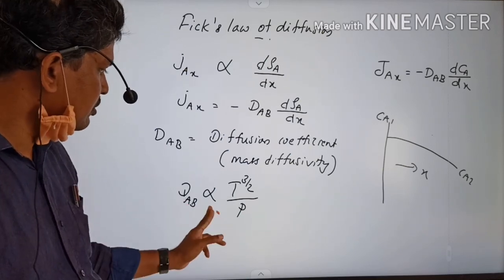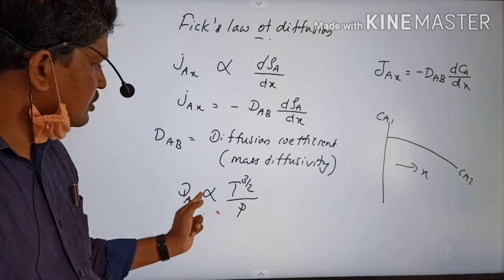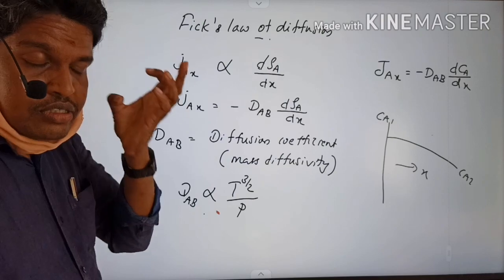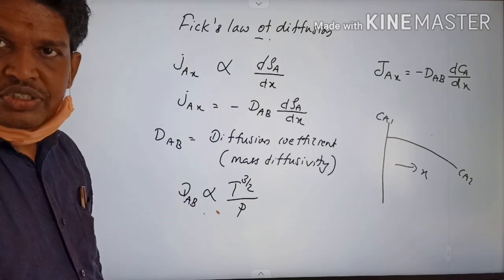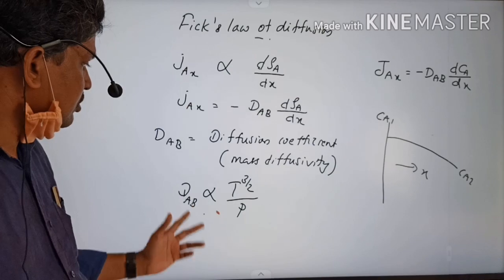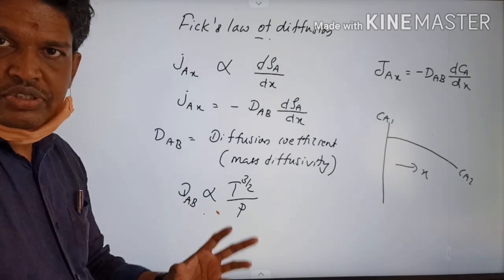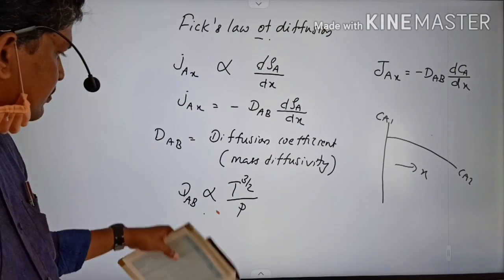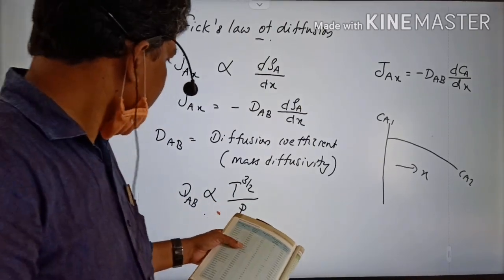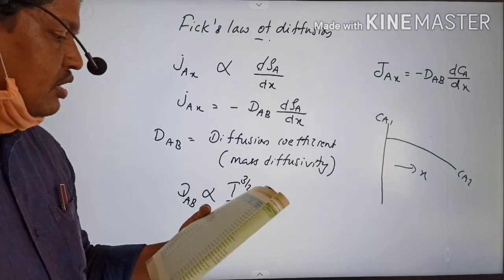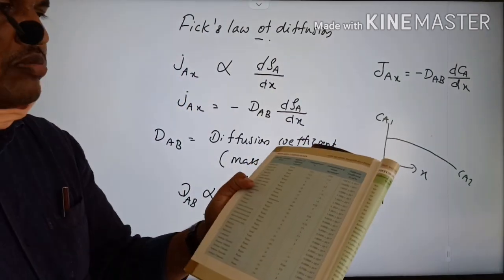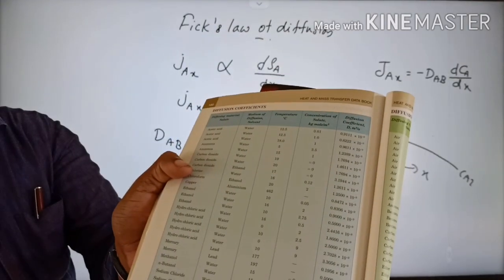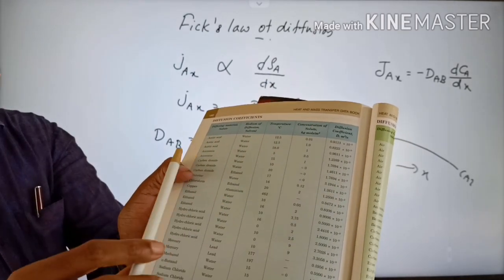For a liquid also, the diffusion coefficient increases with temperature, and for a liquid it strongly depends on the composition of the components. Okay. So the value of the diffusion coefficient can be obtained from the data book. Unless otherwise given in your problem, you can take the value from the data book, that is page number 180. You can take the value of DAB for various compositions.